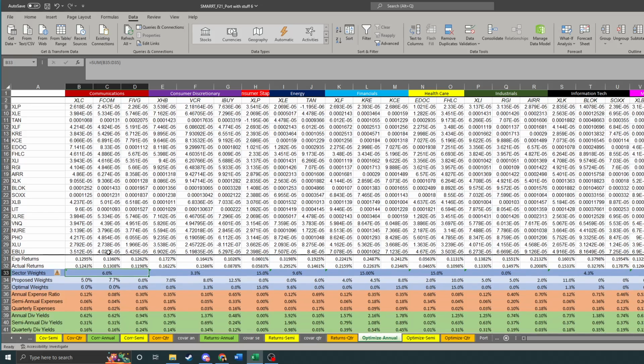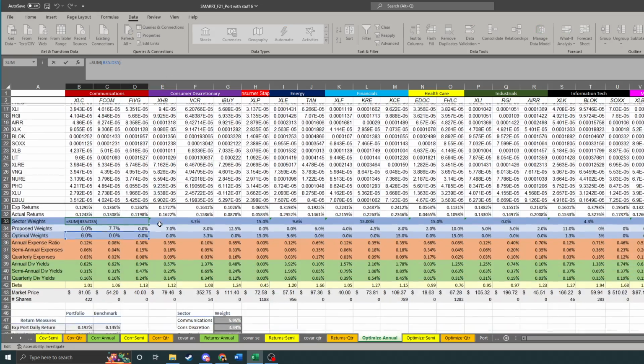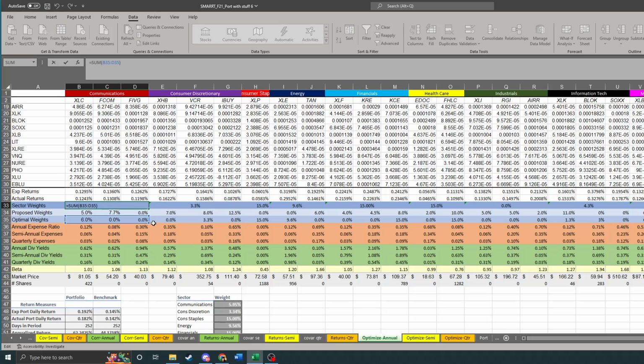Sector weights are just calculated using the optimized weights. You don't use the proposed weights because the proposed weights are what you're putting in. You can put those in manually, but they're not going to be used in any of the calculations. The optimal weights are what the computer is going to choose for you. And so for the sector weight, it's just the sum of these three.